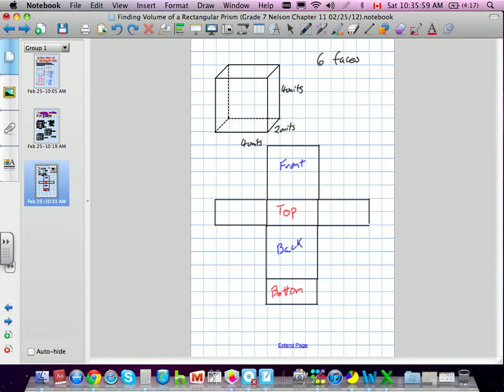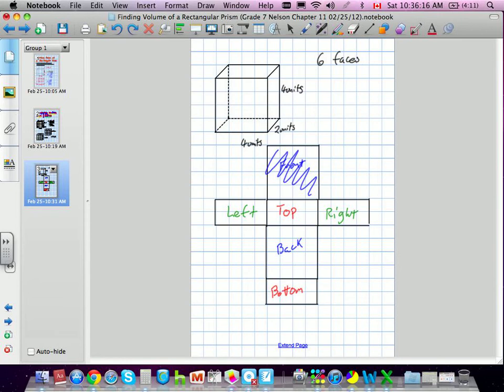Okay, so do you see how we have 6 faces? Our goal is to actually find out the area of each of these faces, so all the space it takes up. Okay? So I have to find the area of all the faces and add them together. So I'm going to quickly write out what their dimensions were.